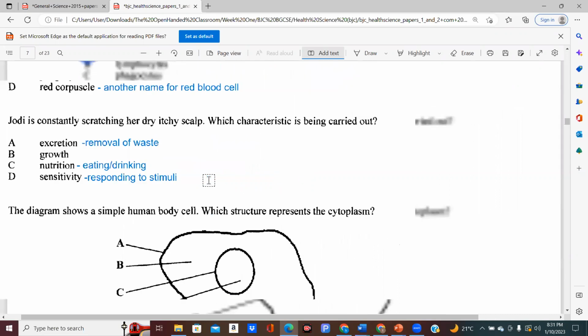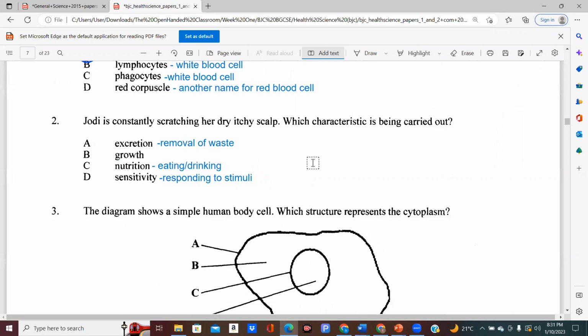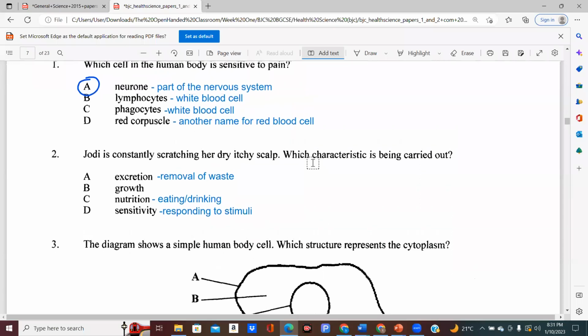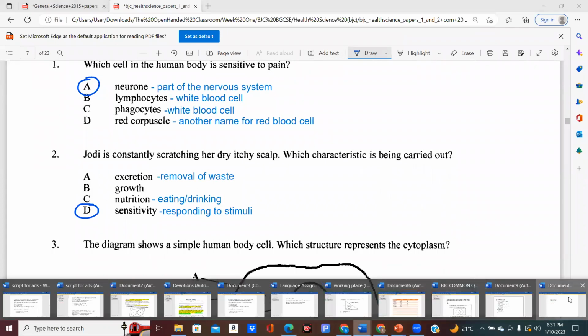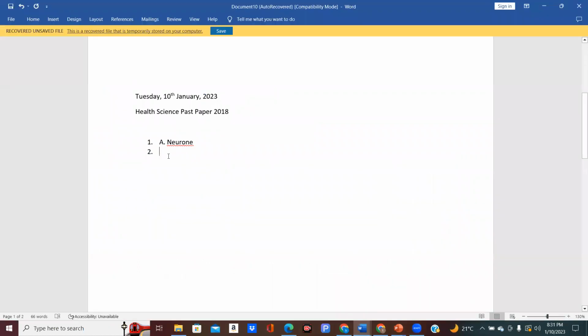That's it. Excuse me. Go ahead. I said my word. Okay, thank you so much. So the correct answer for number 2 is going to be sensitivity. So number two is, what letter was that again? That was D. Sensitivity.